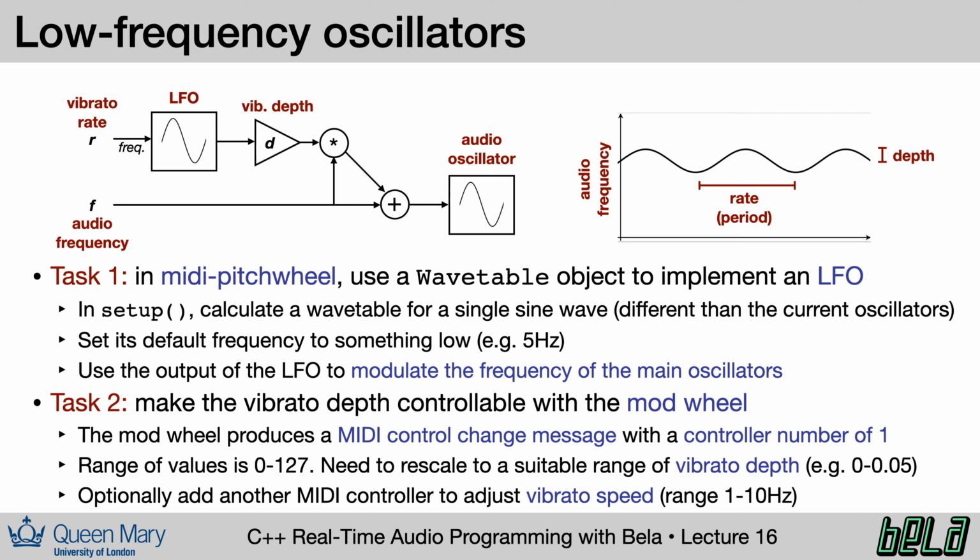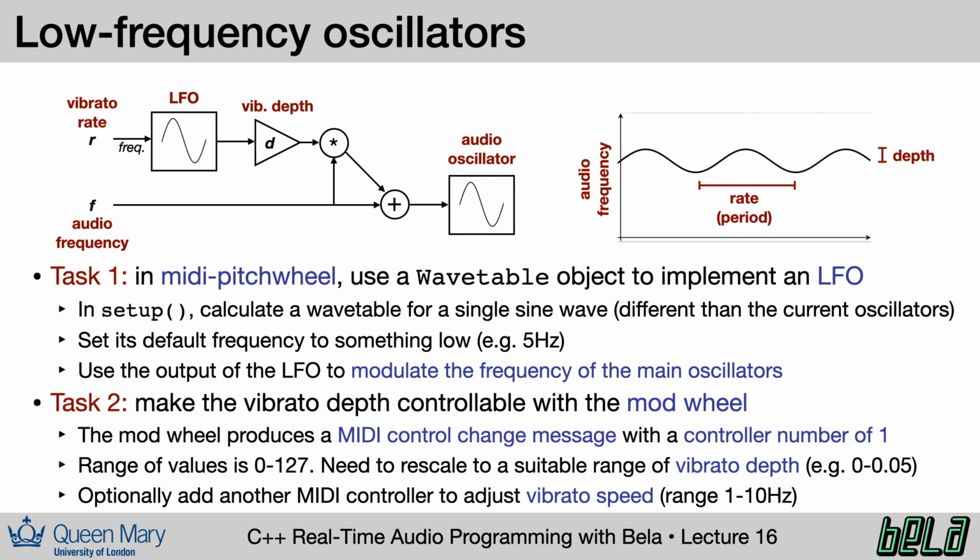Remember that the mod wheel is just another MIDI control change message, it just happens to have the controller number of 1. So when you receive a control change message with a controller value of 1, you need to rescale the value of that message from its initial range of 0 to 127 to a range for the vibrato depth. For example, I recommend trying a range between 0 and 0.05.